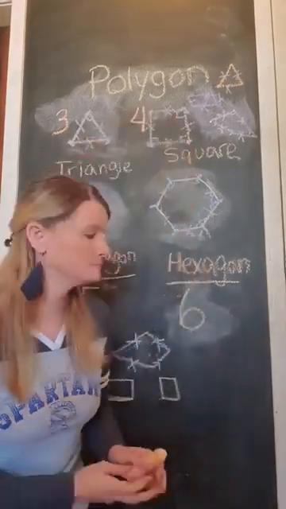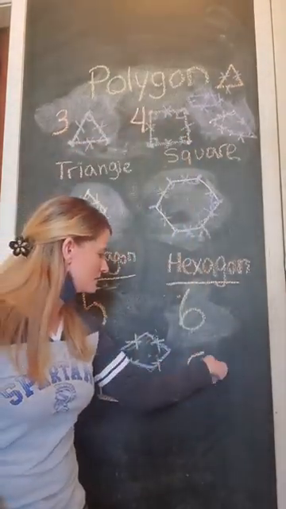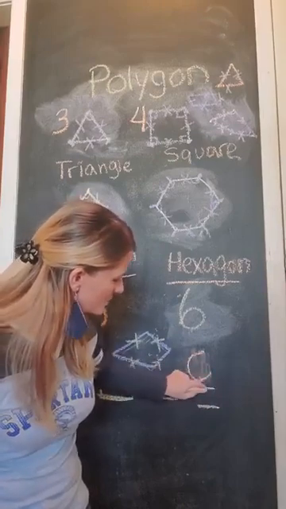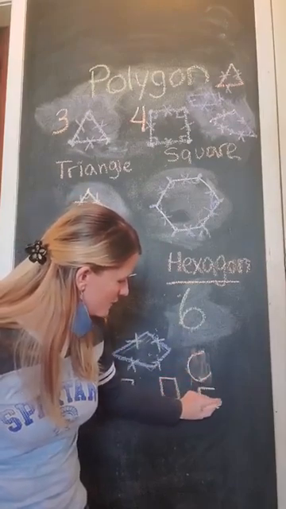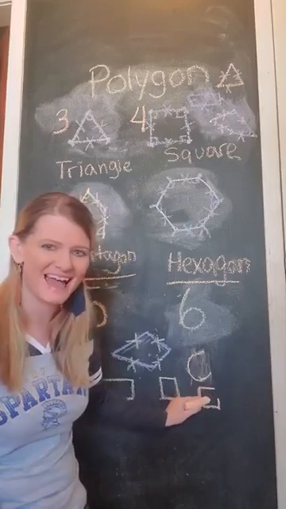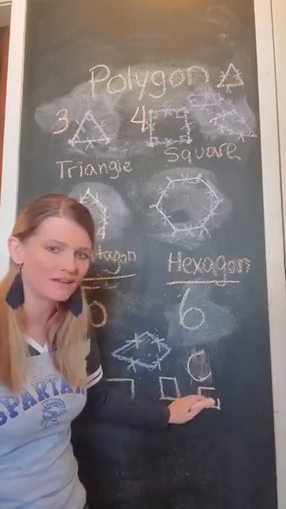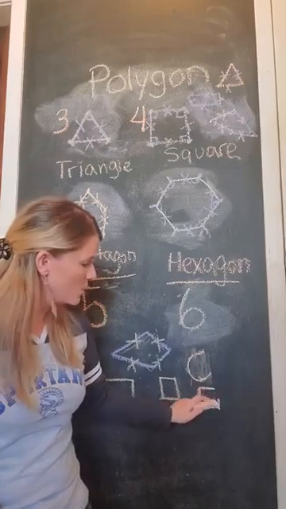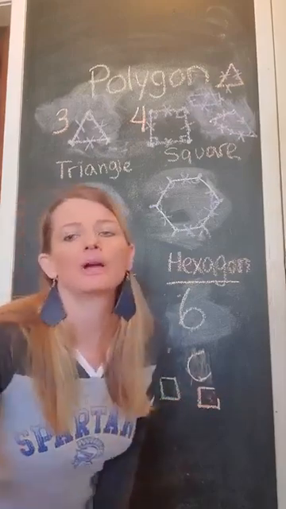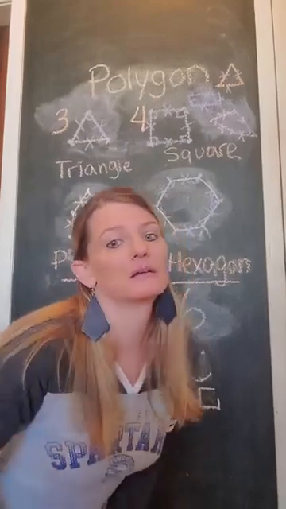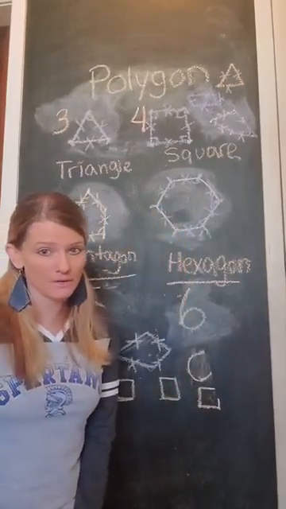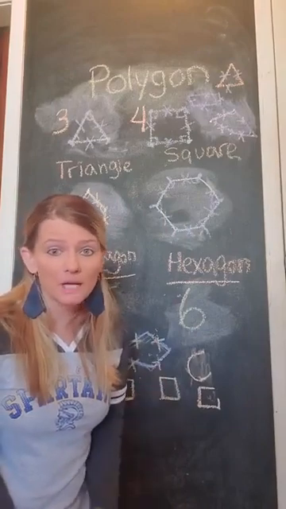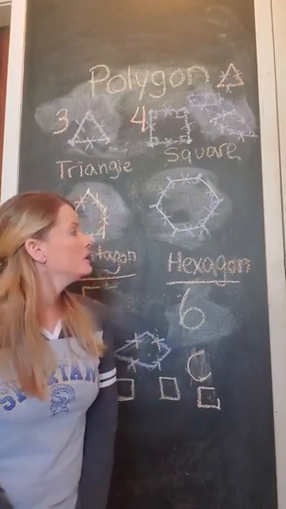If you have a shape like this, let's see, it's hard to erase this. 1, 2, 3, 4, but it doesn't connect. See how there's that opening there? That can't be a quadrilateral. Okay? There can't be an opening, no gaps. So I want you to find me 4 things that look like a quadrilateral. Write them down. Maybe have someone take a picture of it for you.